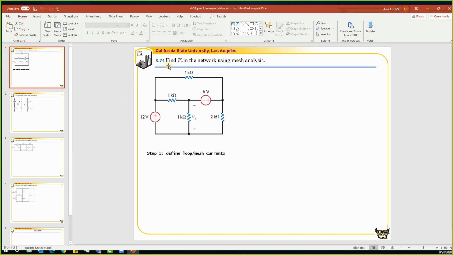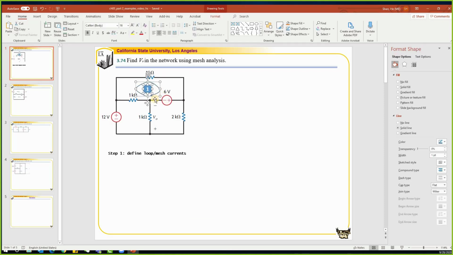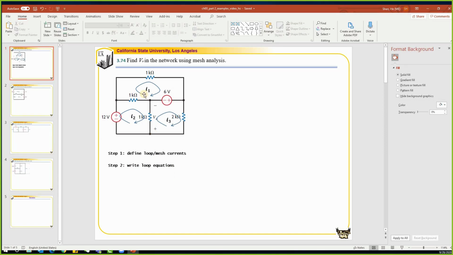So let's look at the first example. Find VO in the network using mesh analysis. Step 1, we're going to define the loop or mesh current. So this is my first mesh current, and this is my second mesh current, and this will be my third mesh current. Second step is to write the loop equations.